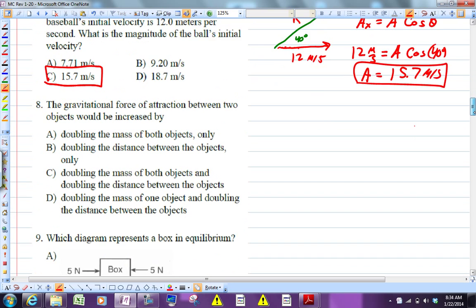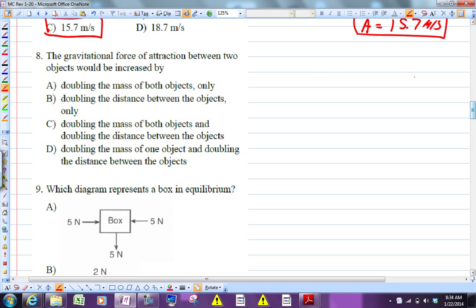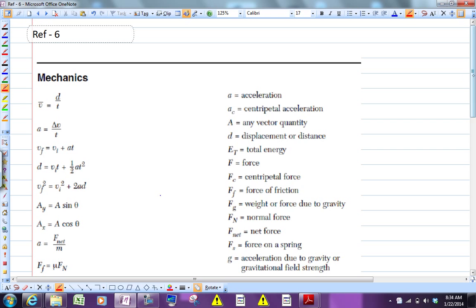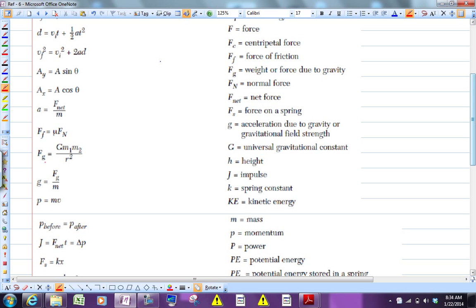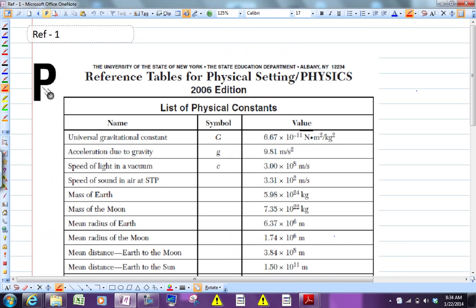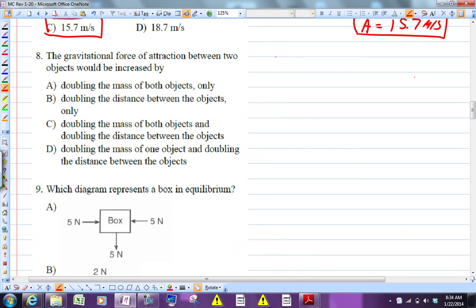Question 8 is a question that I like to call a numberless question. The equation we're using here is the gravitational force equation. So I'll show it to you on here. Again, I'm trying to encourage you guys to look at your reference table. We're using this formula here. Universal gravity. So Fg equals G m1 m2 over r squared.